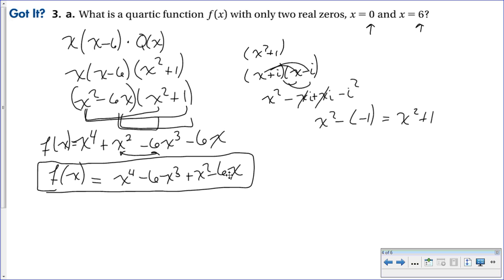Okay, so that's really it for writing quartic functions with a given number of real roots.